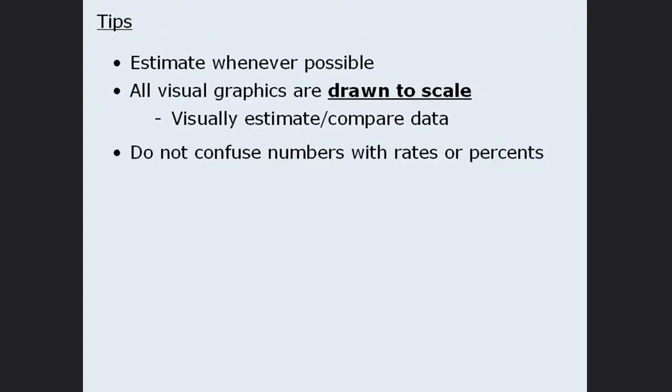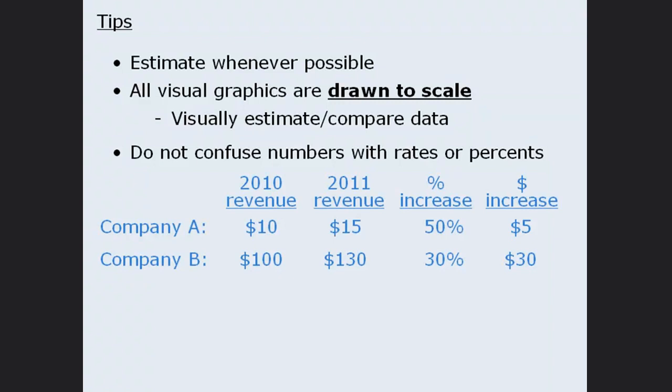The next tip to consider is, be sure not to confuse numbers with rates or percents. This is also a common trap on the GRE. So for example, if company A here experienced the greatest percent increase in revenue, this does not necessarily mean that company A also experienced the greatest dollar increase in revenue.